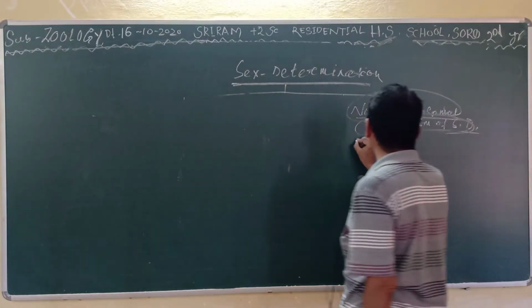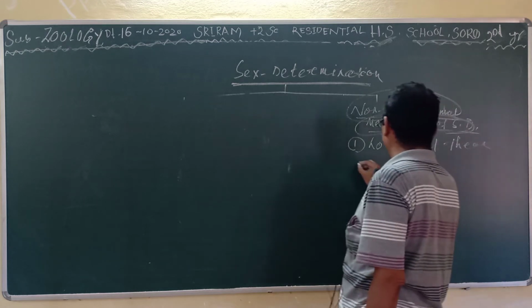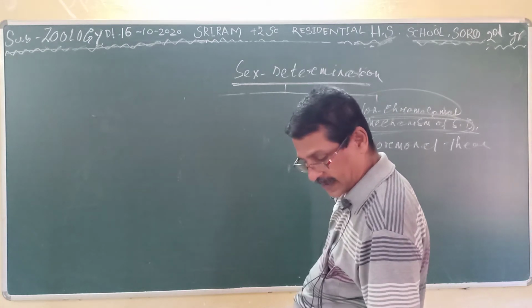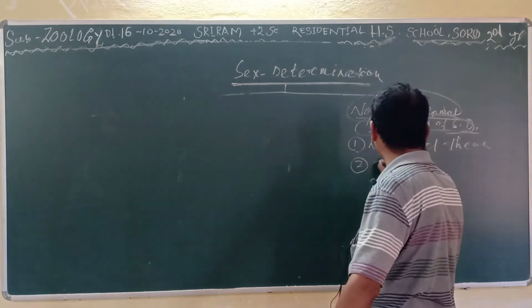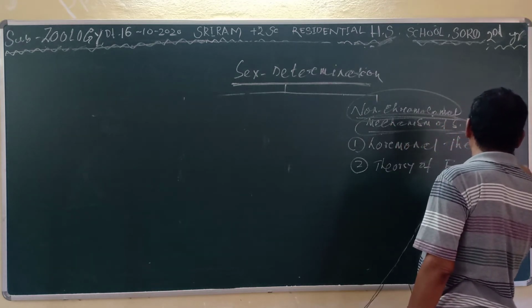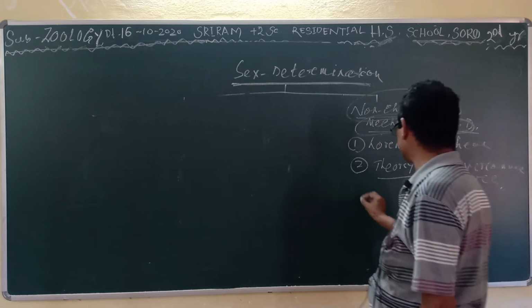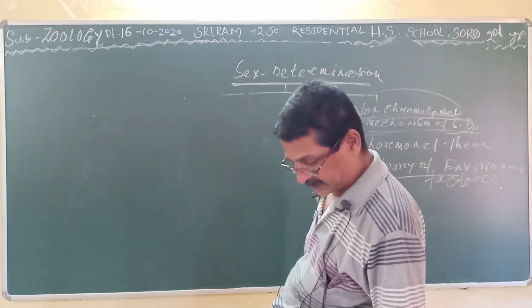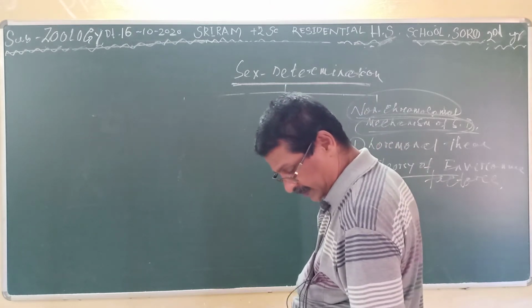One is the hormonal theory. Another is sex determination by the environmental factor, or the theory of environmental factors, where the environmental factors are helping in the determination of sex. Number 3 is the impact of metabolism on sex determination.